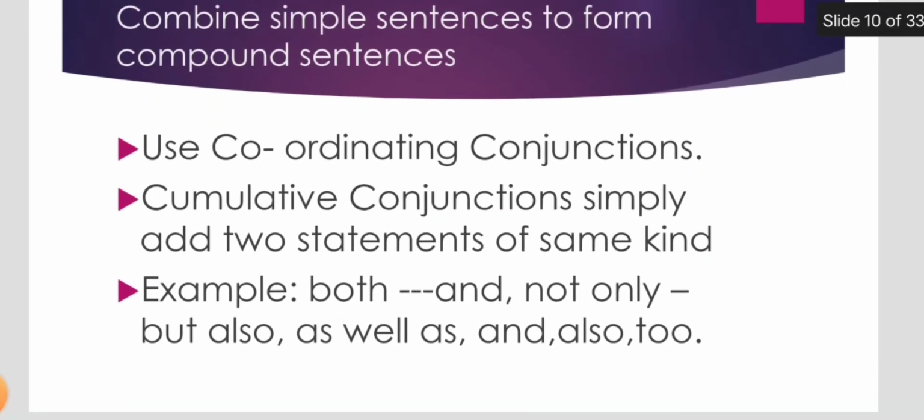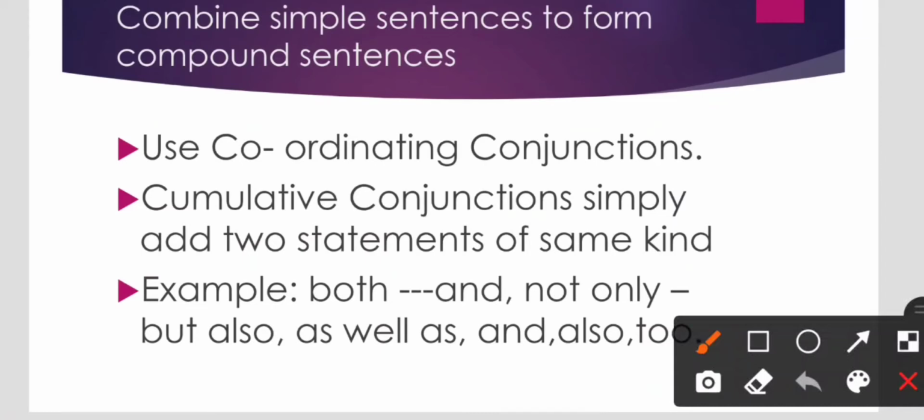Next is combining simple sentences to form compound sentences. In my last videos, transformation of sentences part 2, I discussed compound sentences, complex sentences, simple sentences. Let's have an overview. A compound sentence is made up of two independent clauses joined by coordinating conjunctions. So let's understand what coordinating conjunctions are. When we combine simple sentences to frame a compound sentence, we should use coordinating conjunctions. There are four kinds of coordinating conjunctions.